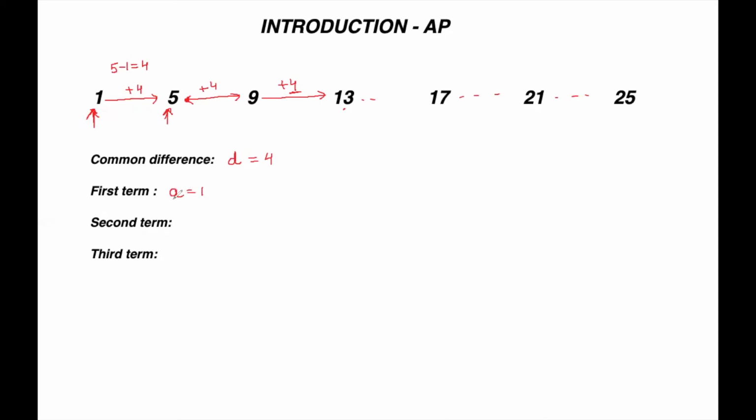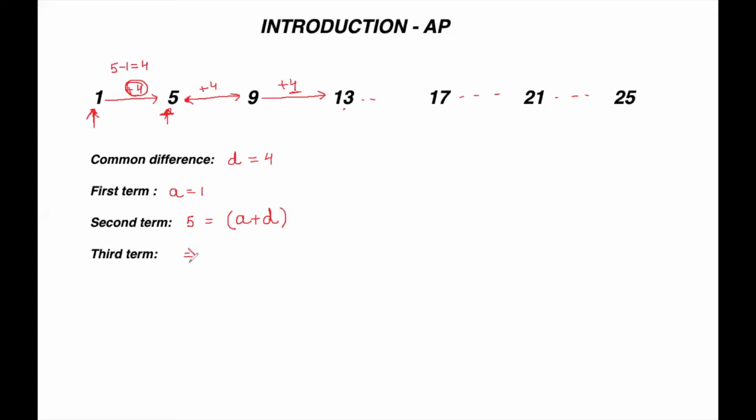Okay. So the second term here is 5. So what can we say about second term? This is equals to 5. Or I can say second term is equals to first term plus the common difference, that is equals to 4, right? So I can say second term is equals to A plus D.